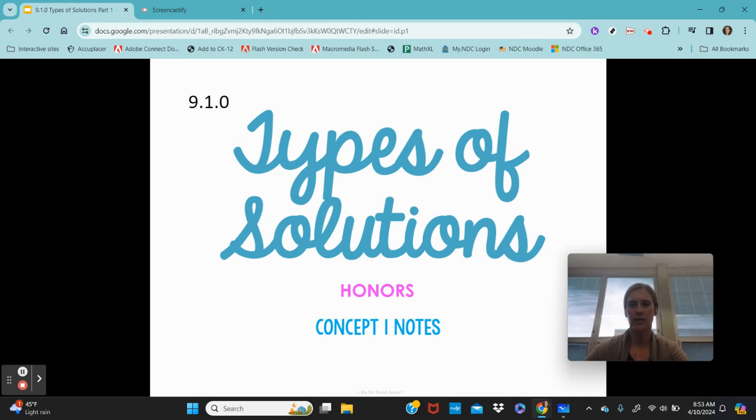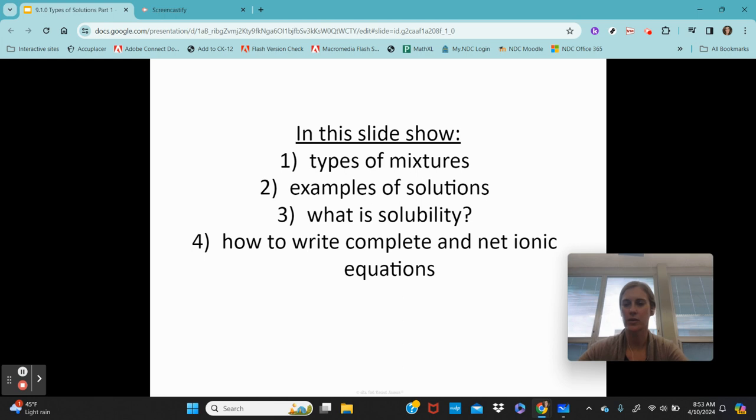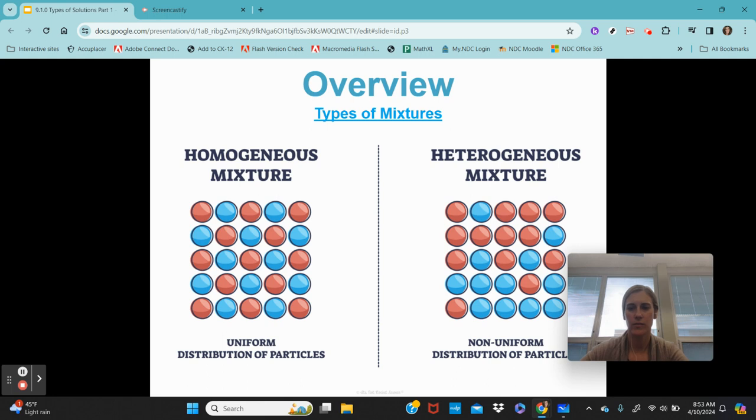All right, the first set of notes, we are going to be introducing some types of mixtures, some examples of solutions, what is solubility, and then specifically how to write complete and net ionic equations. So just broadly between homogeneous and heterogeneous mixtures, homogeneous is uniform distribution of particles, whereas heterogeneous is non-uniform.